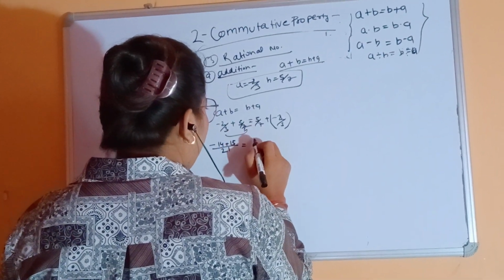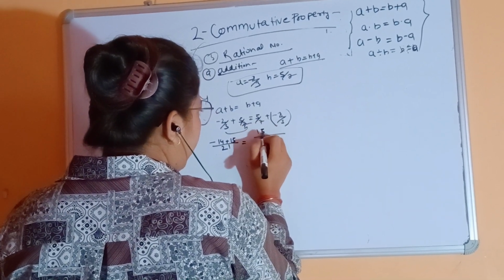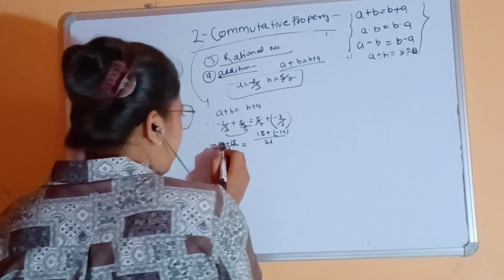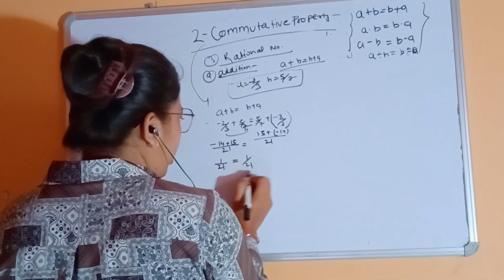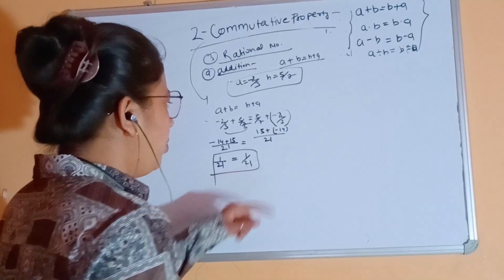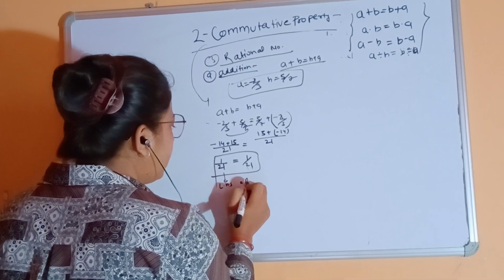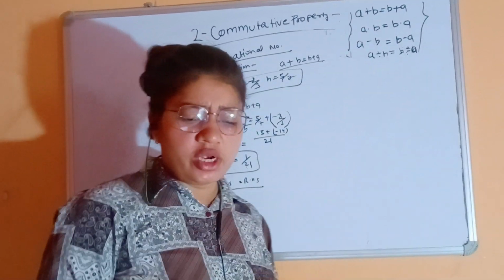Yes, here also the denominator is 21. 3 multiplied by 15 plus 7 multiplied by -14, okay? So -14 plus 15 upon 21 is equal to 1 upon 21. That is, 1 upon 21 is equal to 1 upon 21. Here LHS is equal to RHS, okay? LHS is equal to RHS. So the addition property holds in the commutative property.